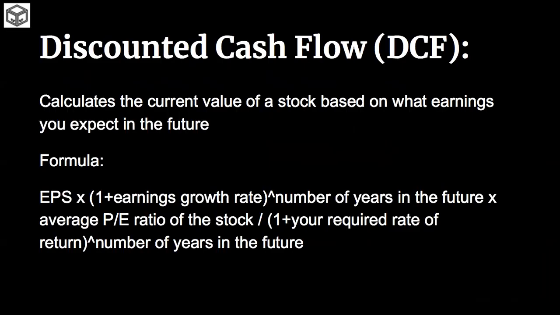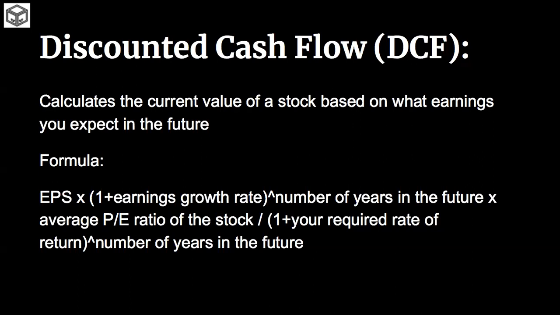The first methodology is discounted cash flow, or DCF. This methodology calculates the current value of a stock based on what earnings you expect in the future. As you see below, the formula is quite complex, but once we break it down, you'll understand how simple and straightforward it really is. You take the earnings per share times 1 plus the earnings growth rate, raised to the number of years in the future you want to calculate, times the average PE ratio of the stock, and divide that by 1 plus your required rate of return, raised to the number of years in the future.